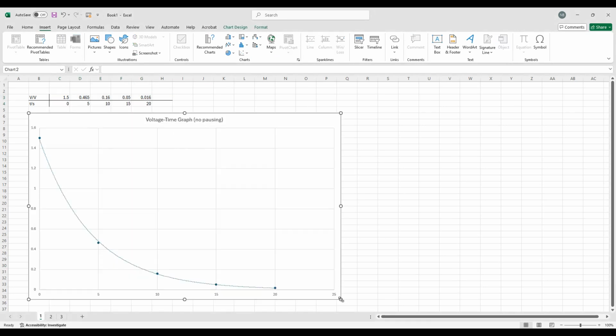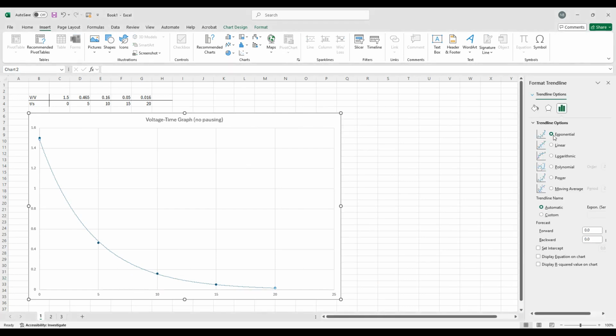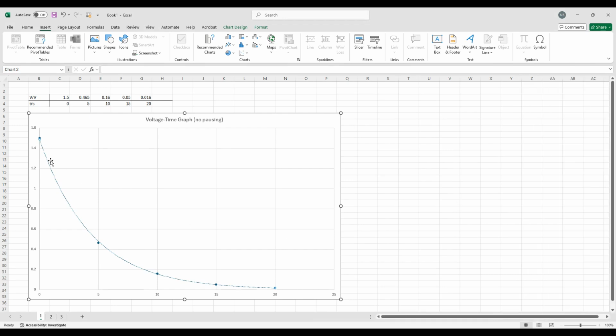You can see that it is an exponential curve. When you do this, you should right-click on your data points and click on Add Trend Line. You can then select that it's an exponential shape. And you should see the decline in voltage as time passes. We have a very steep graph initially, and then it goes shallow. The rate of change of voltage is quick and then slow.